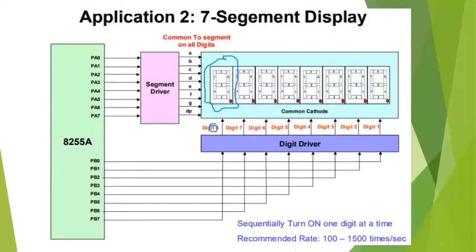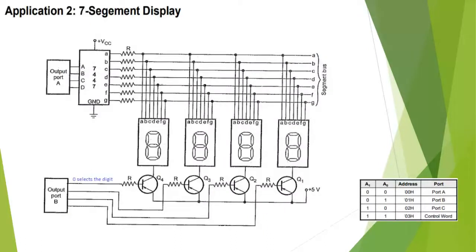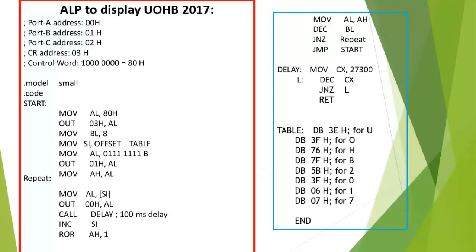And then through port A, we will send data for the different segments: A, B, C, D, E, F, G, and the dot point. So look at here. MOV AL, 0111, all the bits are 1. And OUT, where do we actually send it? We send it to port B, because port B is controlling the digit.